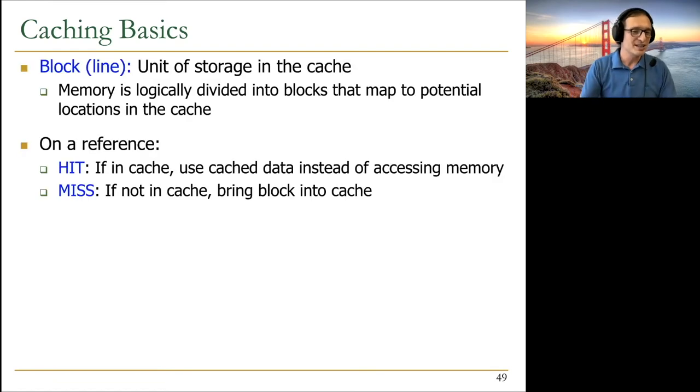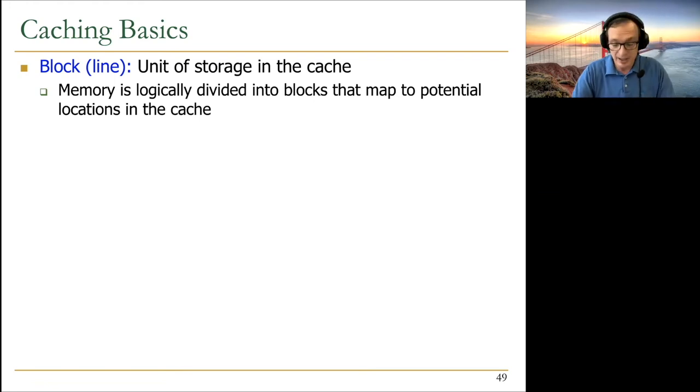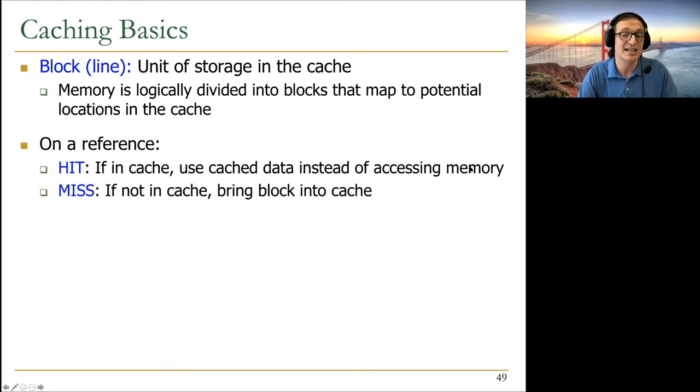Okay, so on a reference, as we discussed, you get a hit or a miss on an access to the cache. Reference means access to the cache. If the block you're looking for is in the cache, because whenever you access the cache, you're basically looking for the block. You may be looking for something inside the block, but you access the cache using the block address, basically. So how many bytes in a block doesn't matter initially, because the granularity of access to the cache is in terms of the block. So if the block is in the cache, you use the cache data instead of accessing memory. Great. If the block is not in the cache, you need to bring the block into the cache. And that's called a miss.